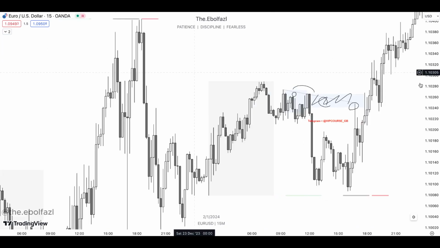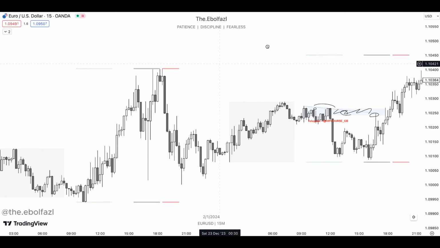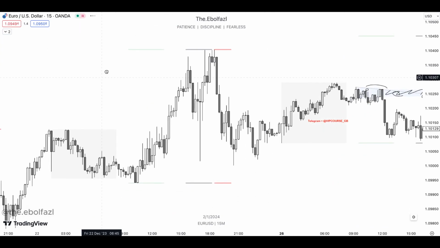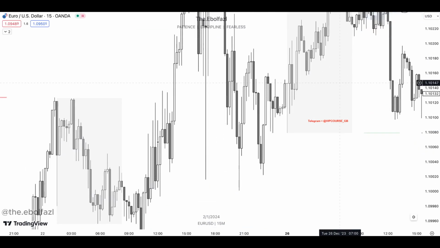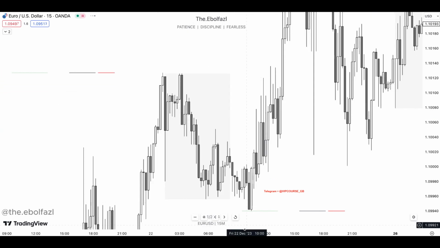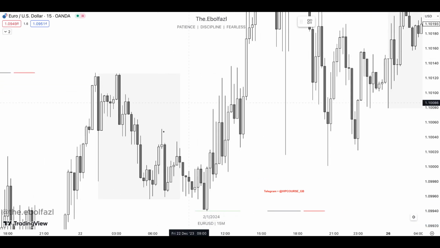Now let me just find another example for you guys. So I'm looking for a good example. So yeah, what we can see here, trend line respect, price tap to this order block. Now the money is here.